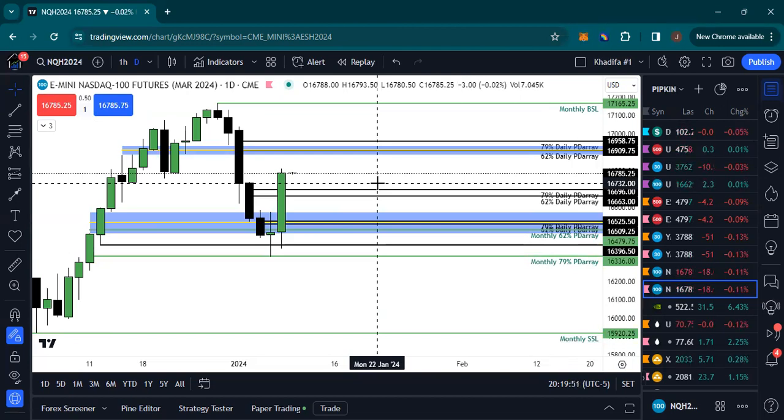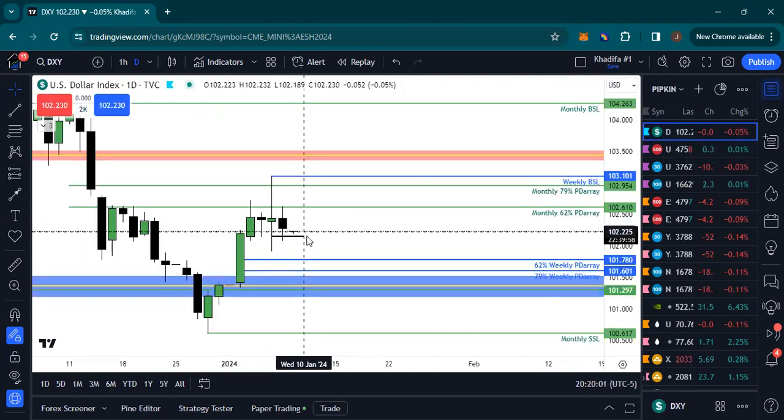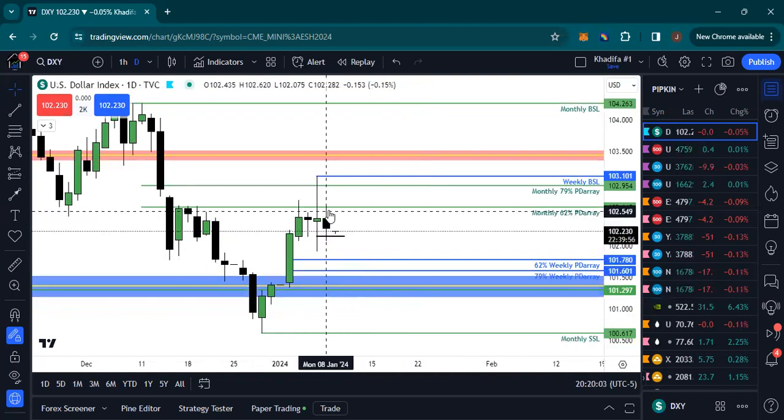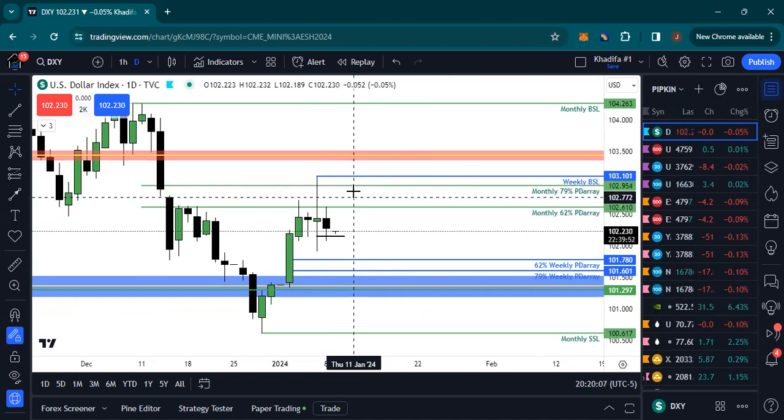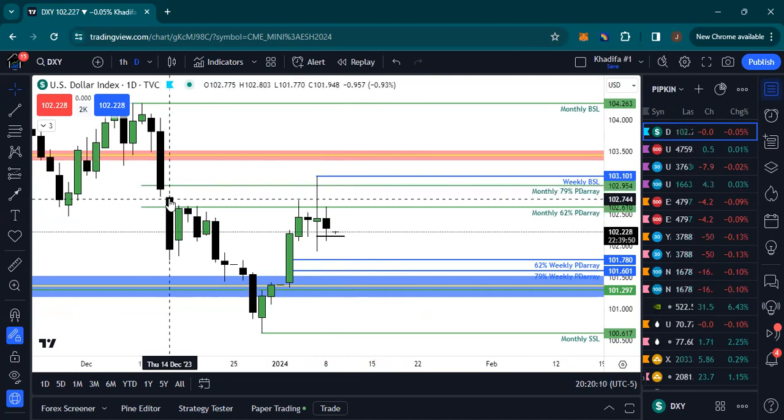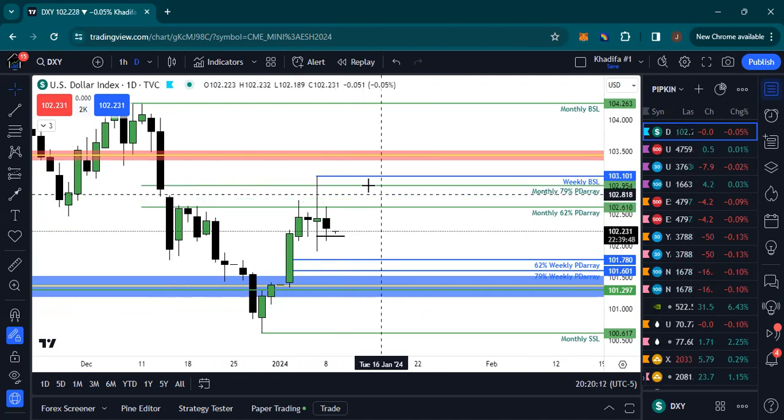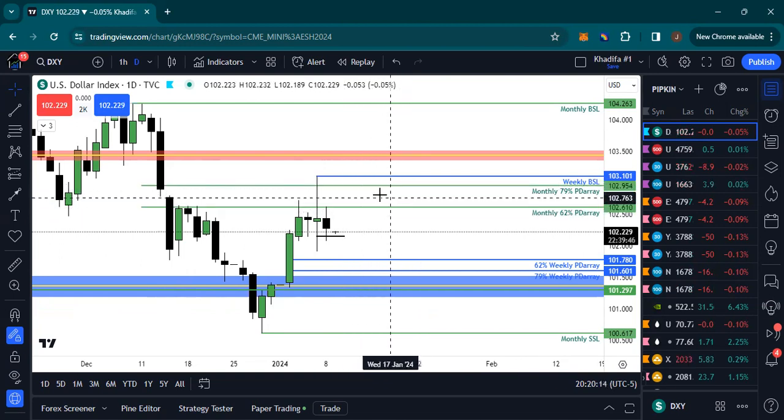That's my overall long-term view of the markets. I wanted to see the dollar show us that bullish momentum today because I wanted to see price deliver efficiently through this daily volume imbalance that we have within these monthly premium array levels right here, right?